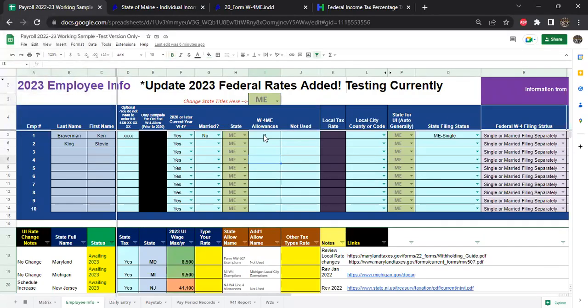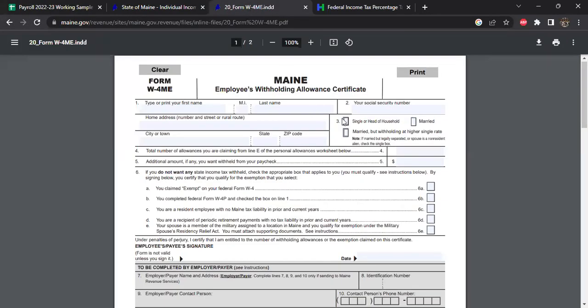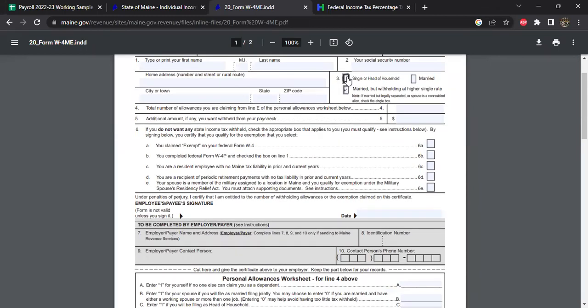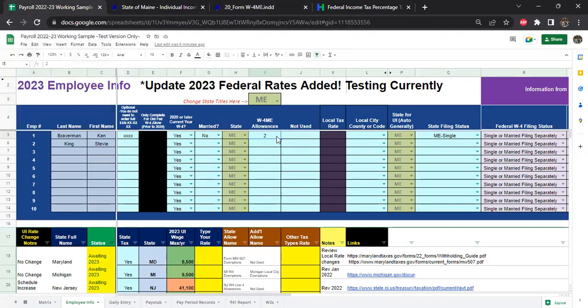What you do here? You fill out the Maine W-4. You figure out what the status of the person is and how many allowances they're going to have. Put the allowance number here. And then, it's one. And then you choose the Maine filing status that was available, right?